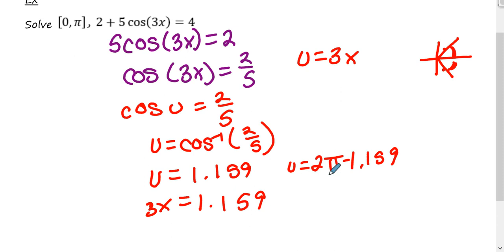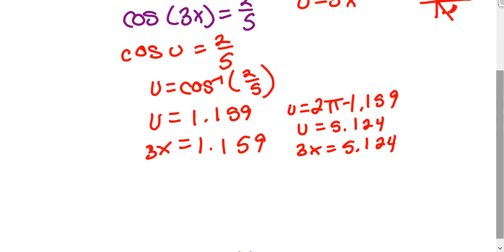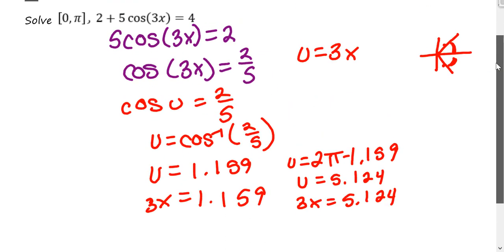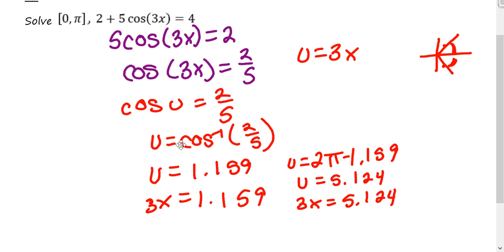So then when I subtract this out, I get 5.124. So that's my other u value. But again, that's u. It's still 3x equals that. Okay, so pause for a second and take a look at each of the steps that we've done. Again, knowing that there's so much of this that's just a little bit different, but just to make sure that you understand where things came from.